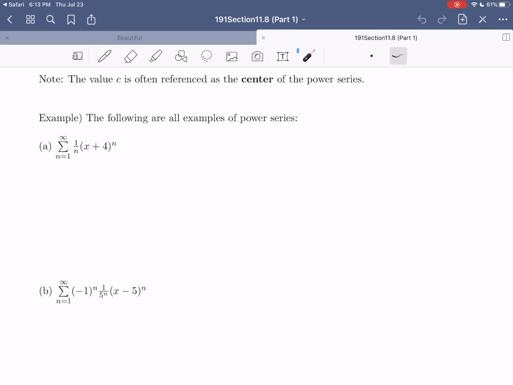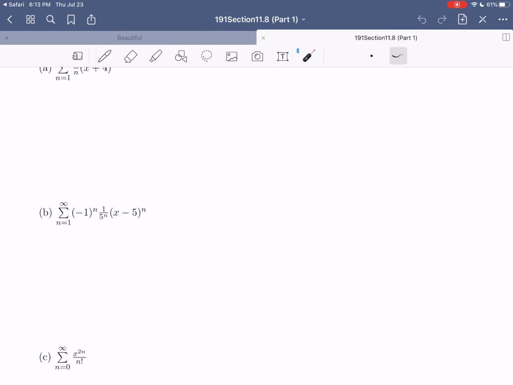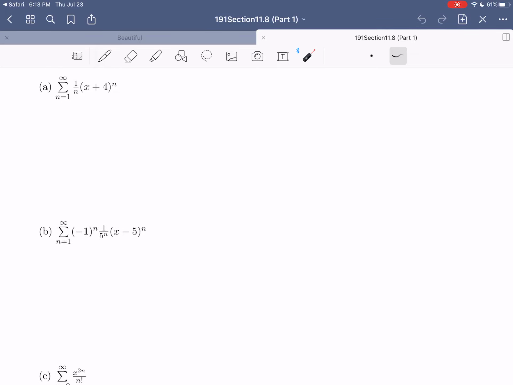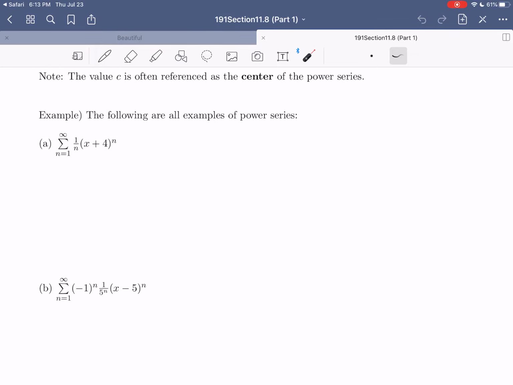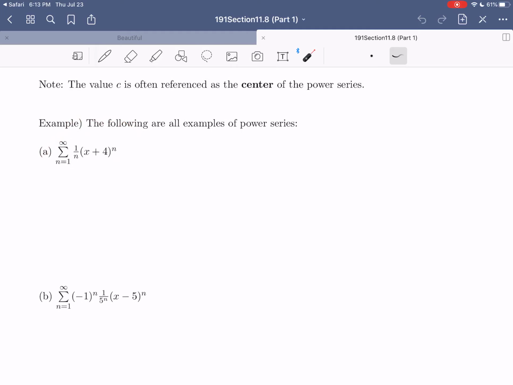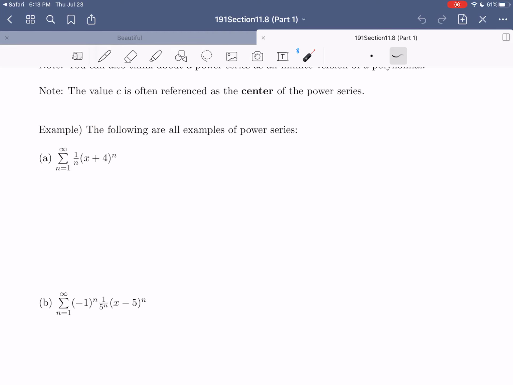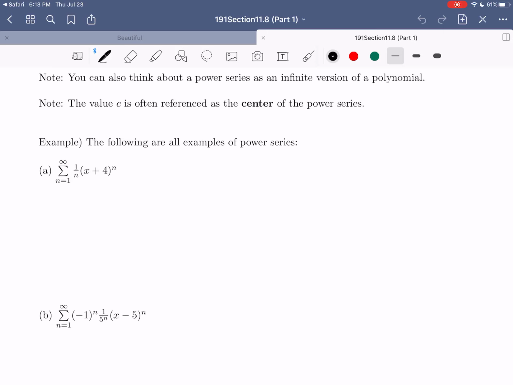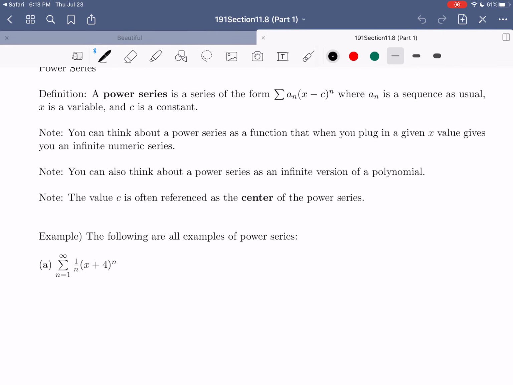All of these below here, a, b, and c, and we'll take a look at each of them individually, are all power series. So this first one here, the sum from n equals 1 to infinity of 1 over n times (x plus 4) to the n. If we were looking at this in terms of that notation that we had up here, the a sub n would be that 1 over n. That would be the sequence value there. That (x plus 4) to the n matches this. And of course, the center here would be negative 4.